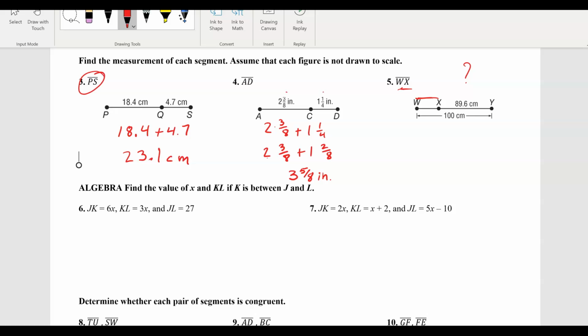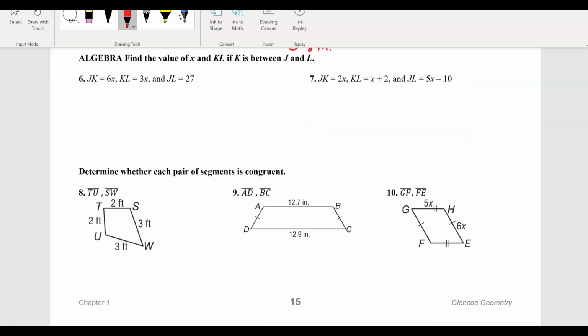Okay? So this one is not going to be addition. Why don't you give that one a shot and tell me what you get for the length of WX. So hopefully here we just took 100 minus 89.6, and that's 10.4 centimeters. Just subtraction there. Okay, so it's a little bit tougher now.